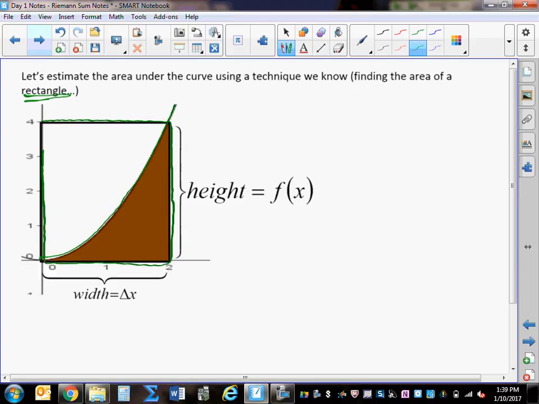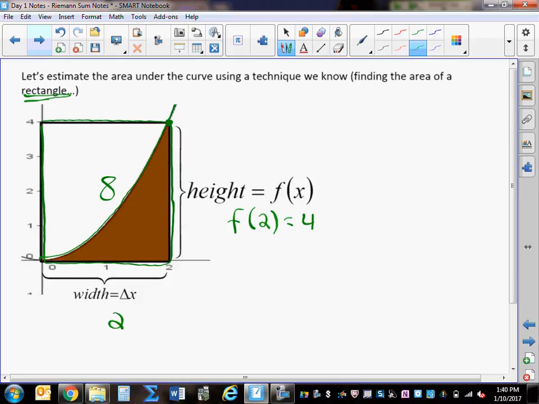Going from 0 to 2, I know that my width here would be 2, and my height ends up being the height of your function at 2, so your height here would be f of 2, or f of x in general. Now, f of 2 at this point would be 4, and so if I were to find the area of my rectangle, what would be the area of this rectangle? 8. But as we can see, there is a large space of this rectangle that's not actually part of my curve, so 8 would not be a very good estimation.